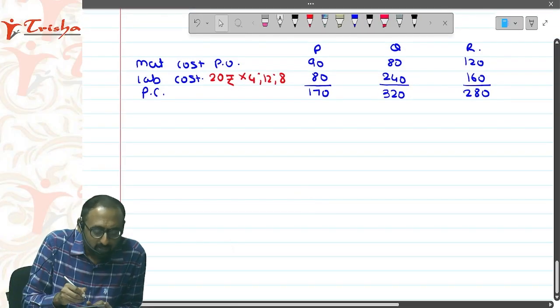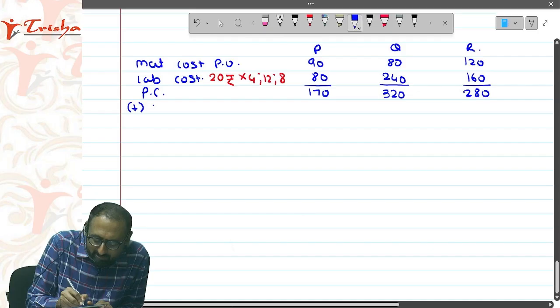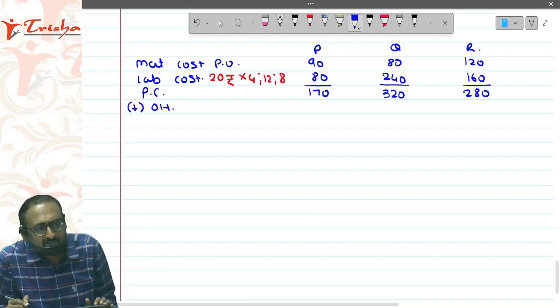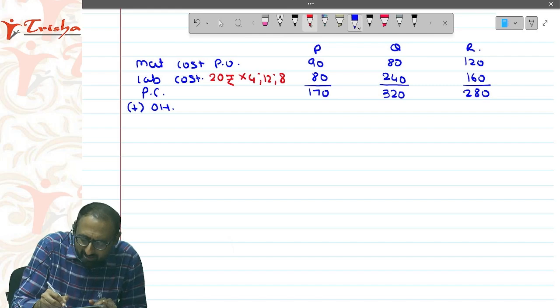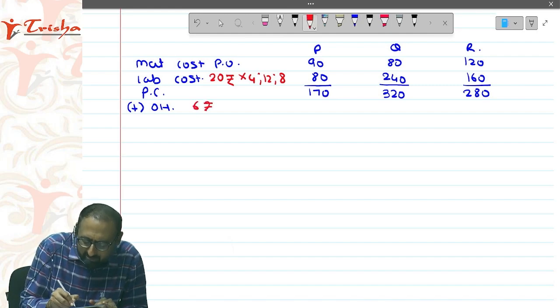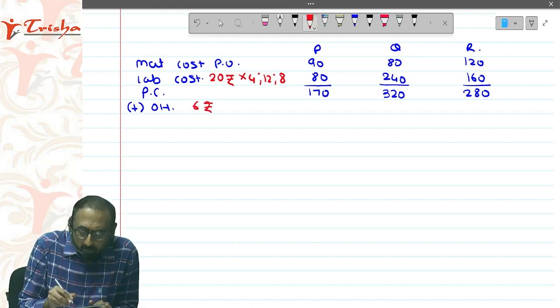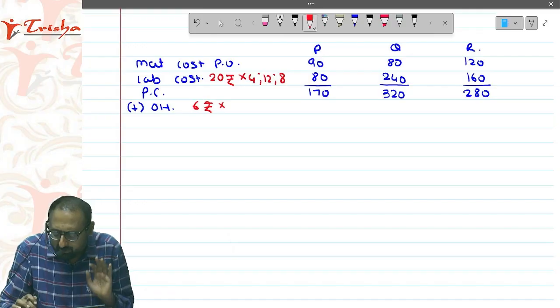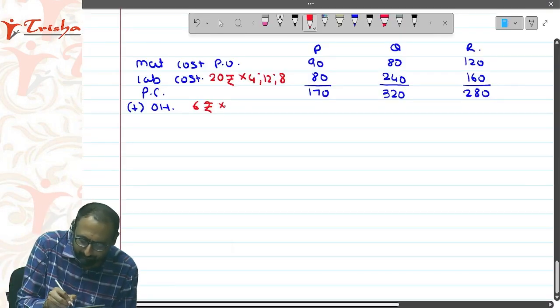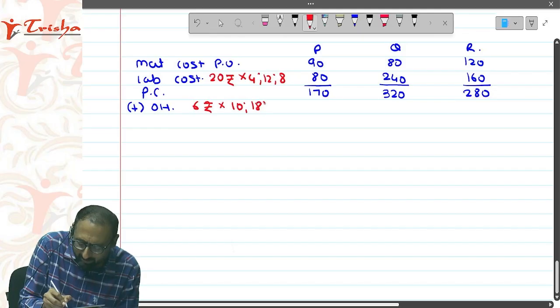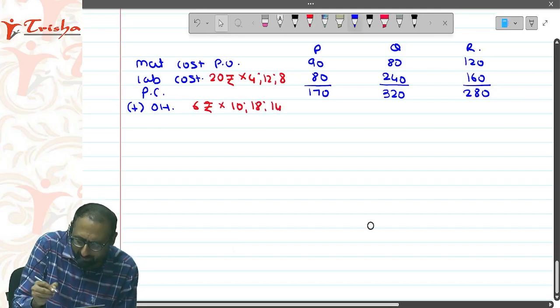Next one. In that prime cost, I'll add overhead. Sir, traditional method of costing. Which rate is given under traditional method of costing? That 6 rupees is given. What is that 6 rupees, Sirji? Please tell me. Machine hour rate or labor hour rate? Machine hour rate. So you will multiply by the machine hours. Check the machine hours given in the question, Sirji. Is it 10, 18, 14? 10, 18 and 14. Please calculate and tell me.